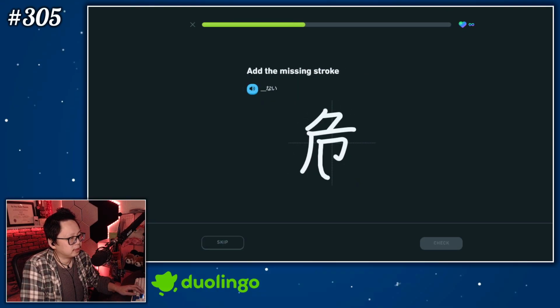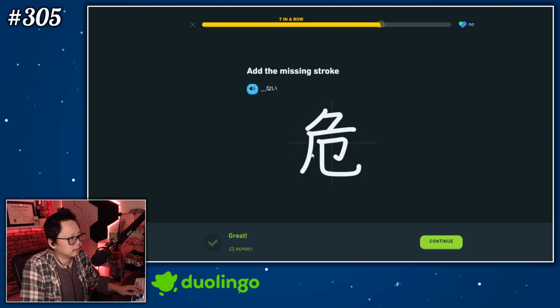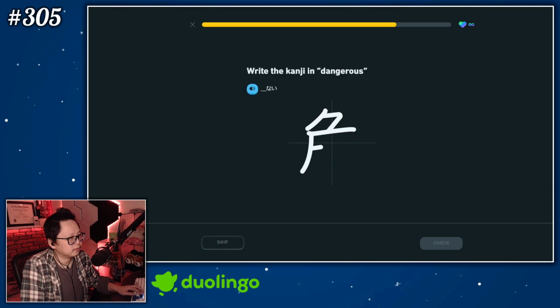Ah, dang it. Once you lift your pen, it like double taps so often. So annoying. No buffer zone from the tapping.